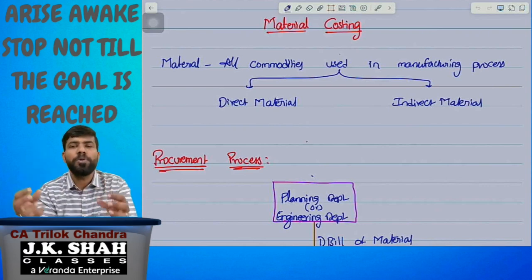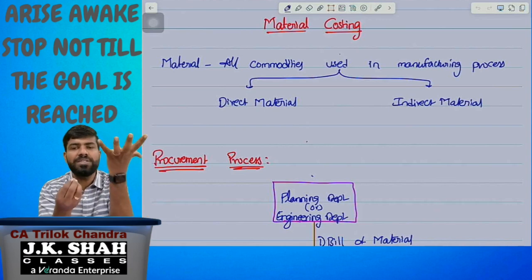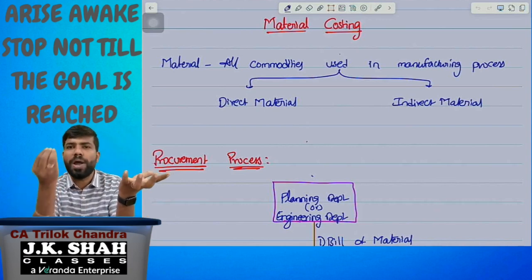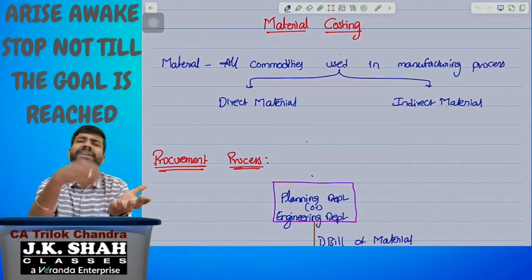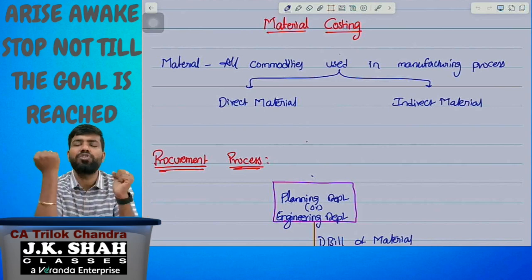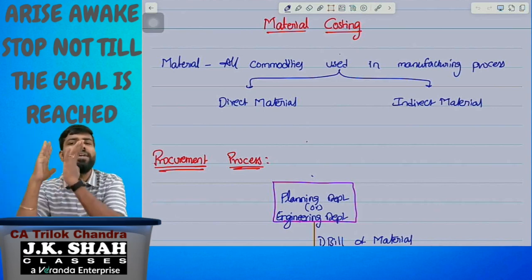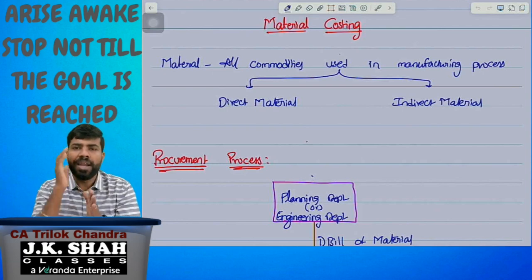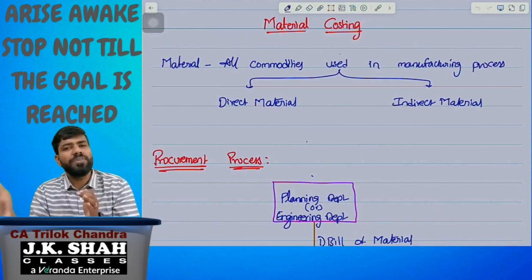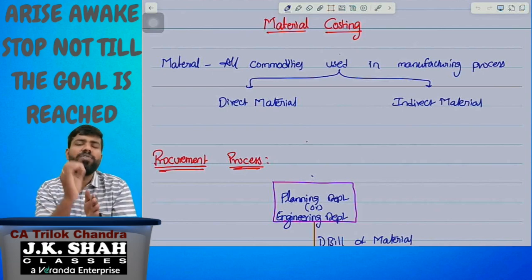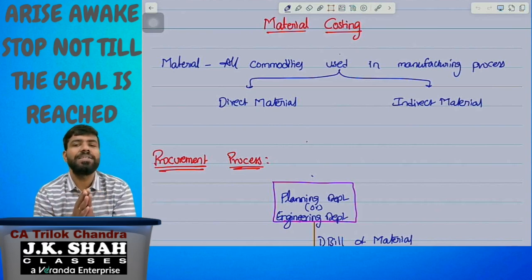That means if you are able to quantify, once the good gets completed, how much material is consumed, then it is direct, because you can trace it to the product. If you are not able to trace it to the product, then we are going to call it indirect material.